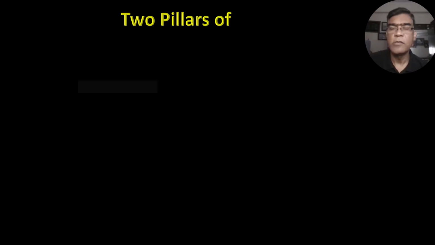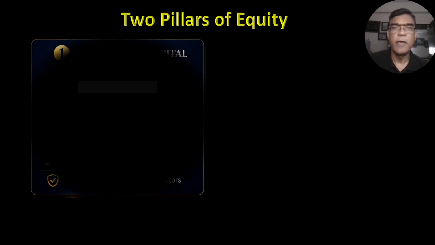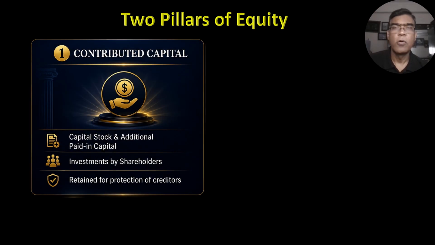Now that we have seen the pillars of equity, let's look at how those pillars break down into specific parts. At the base, we have capital stock, also called legal capital. This represents the amount invested by shareholders when they purchase shares, the foundation of ownership. Above that is additional paid-in capital, which captures any excess amount investors pay over the stock's par value. Together, these two form contributed capital.